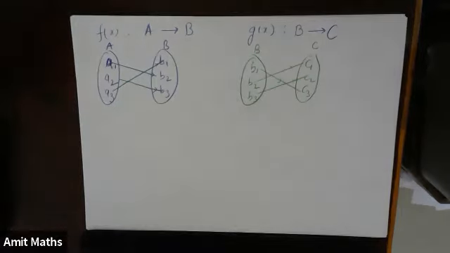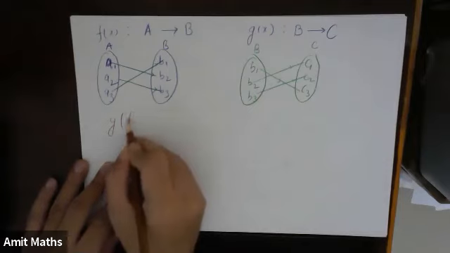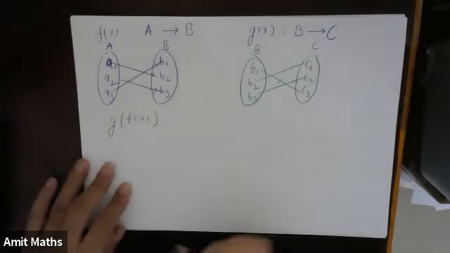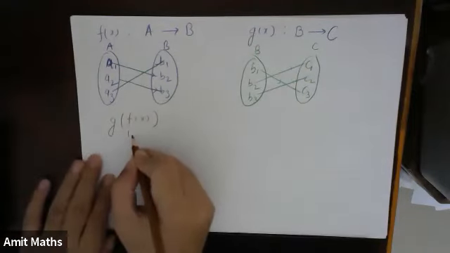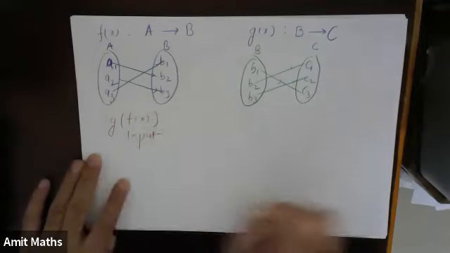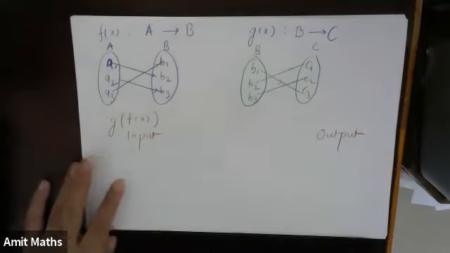Fine. Now suppose I'm taking a composite function, or a composite machine, or a machine which is dependent on another function. So if I'm taking g of f of x, let's see. I'll write input here, and I'll write output here.